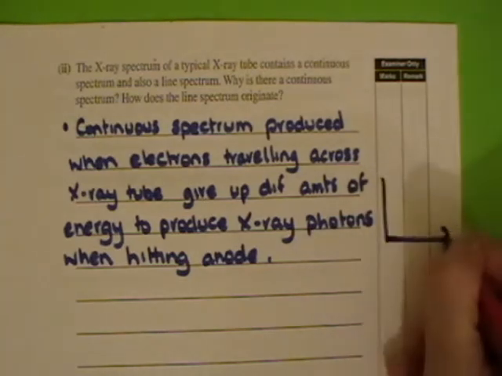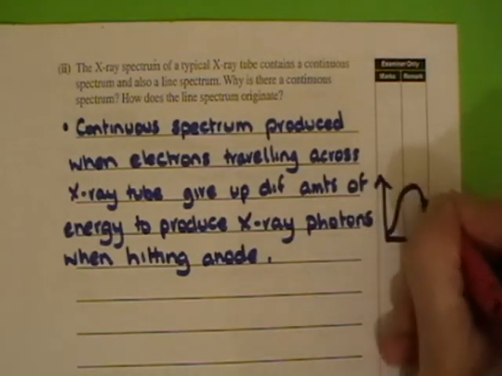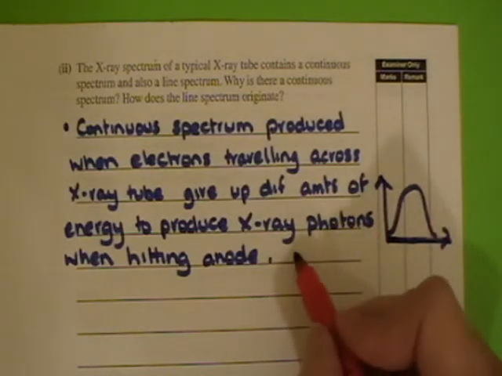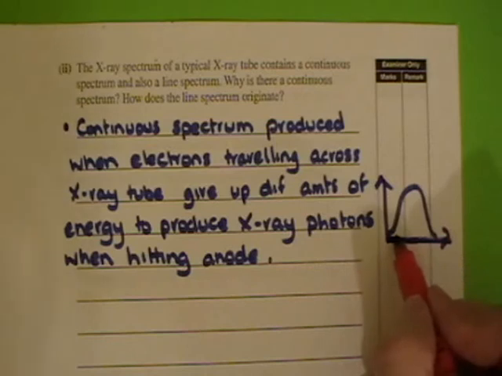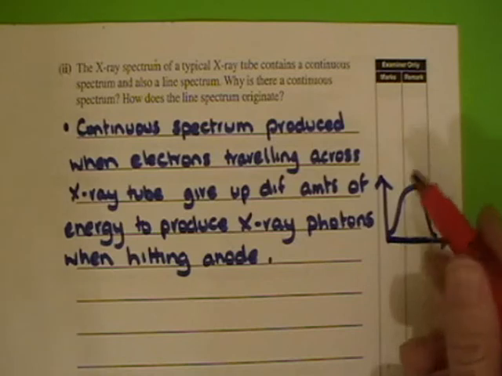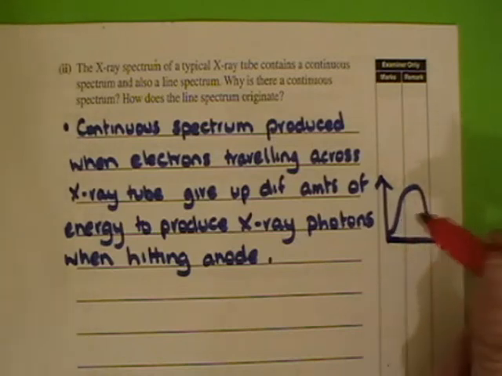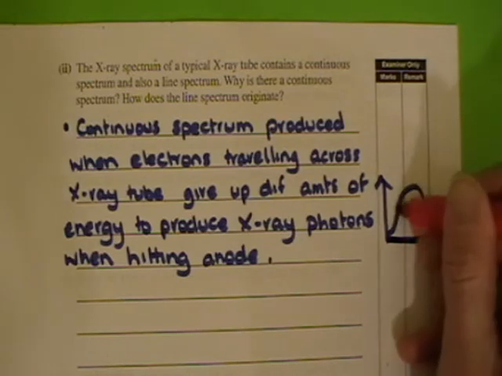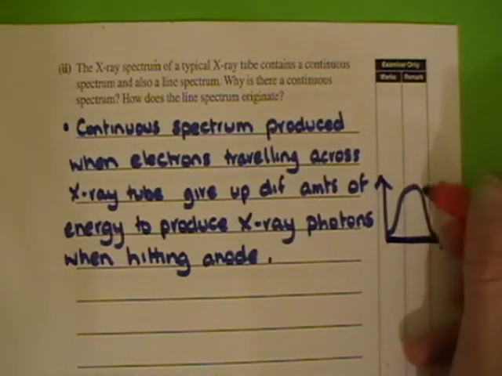So if I just draw the continuous spectrum there again, it's something like that. You're going to get X-rays coming out of your anode which have different amounts of energy, because the electrons which created them have given up different amounts of their energy when they hit the anode. Therefore you get this shape, with the maximum number occurring in the middle here.